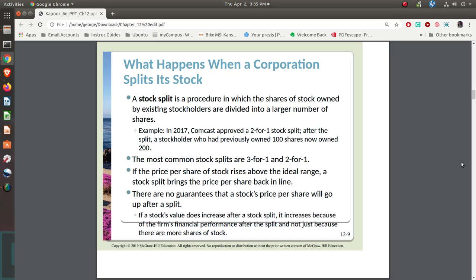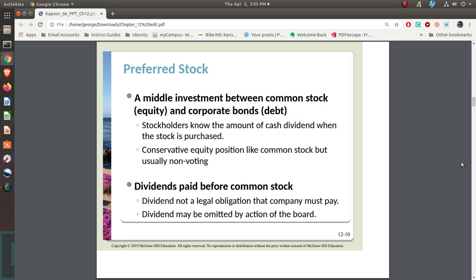Because there are more shares out there does not mean that you now have more money. It just means that you now have a stock where each share is worth half of what it was before. Now, there's no guarantee that the stock's price will go up after the split. You're hoping it does, but there's no guarantee that it will.